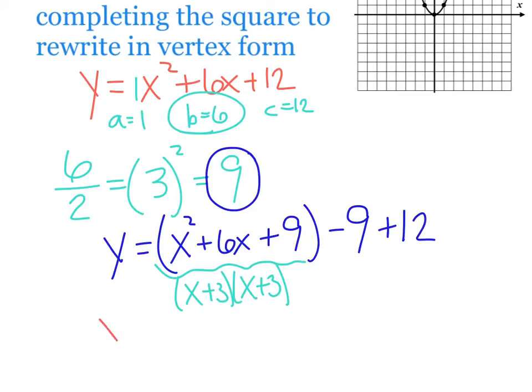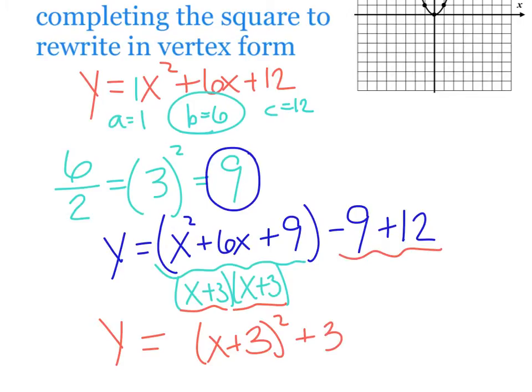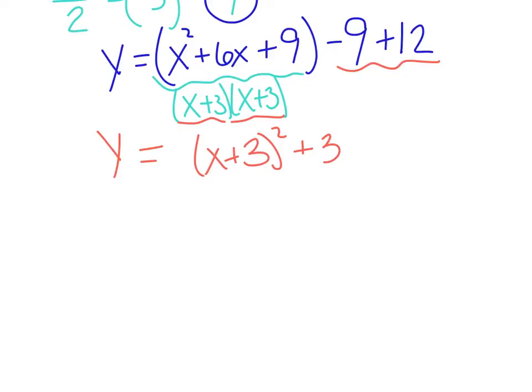So now I can write y equals, there's two of them, that means it has a multiplicity of 2, x plus 3 squared, and then I'll just add these two together. Negative 9 plus 12 is 3. So now you can see I have my parabola stated in vertex form.